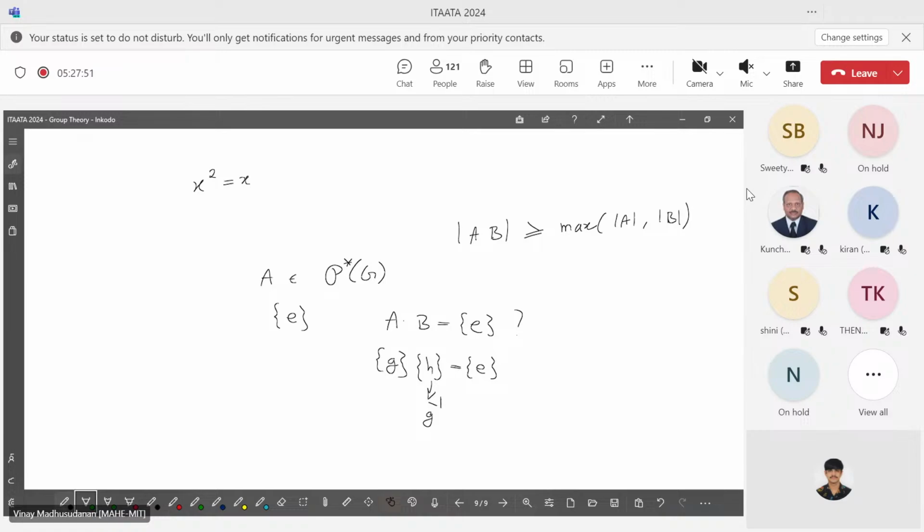What is an idempotent? When will a square be equal to a? You just describe what it means for a square to be equal to a. But A is an element of P star of G, the power set. A is a subset of G. That's correct. A square is equal to A. As a subset of G, it must be a semigroup.